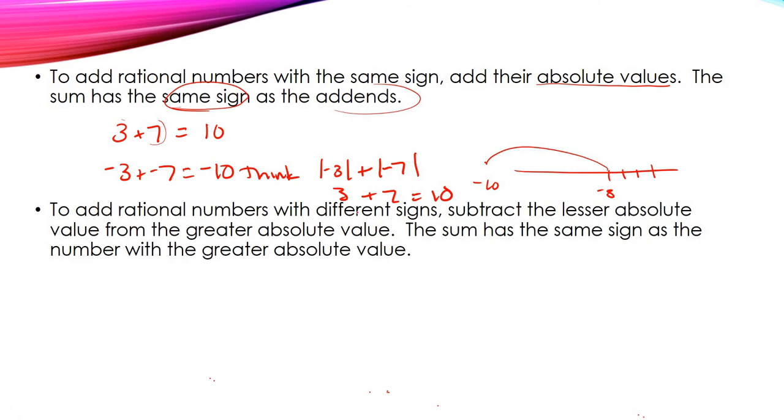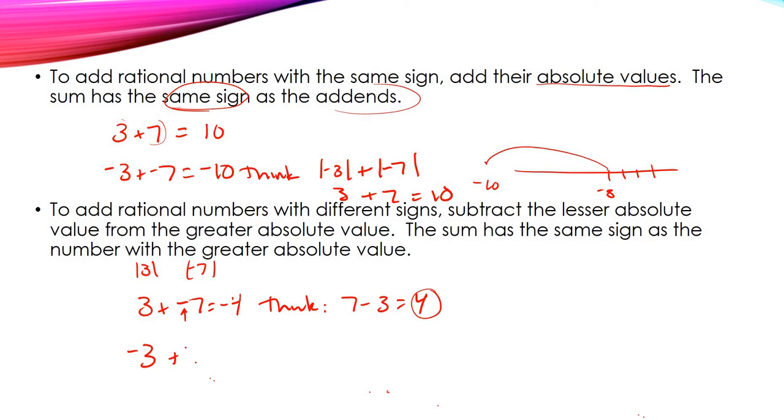Okay? To add rational numbers with different signs, think about subtracting the smaller absolute value from the greater absolute value. The sum has the same sign as the number with the greater absolute value. So adding with different signs. So 3 plus a -7. We are going to think, taking the absolute values, subtracting the lesser absolute value, which in this case is 3, from the absolute value of 7. So the difference of their absolute values is 4, and then we're going to use the sign of the greater of the two. So the answer would be negative.